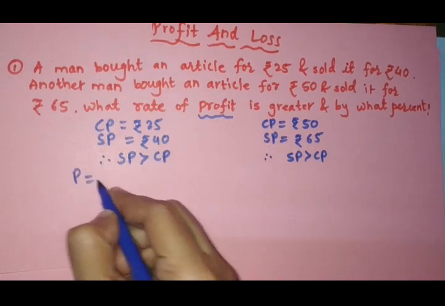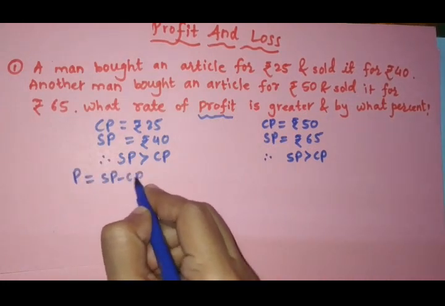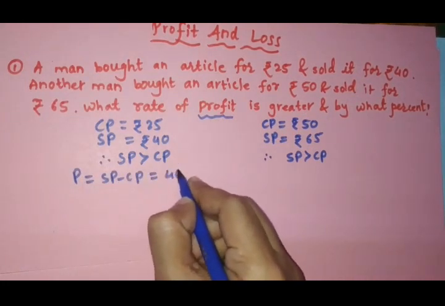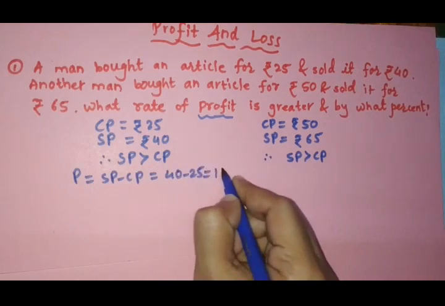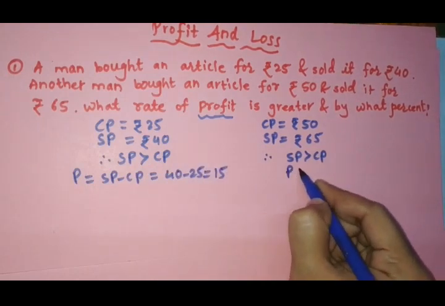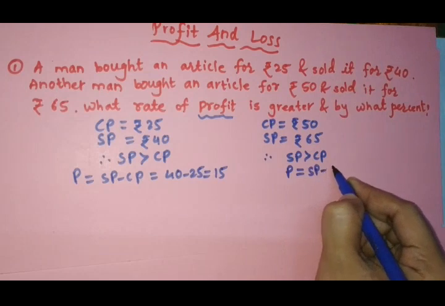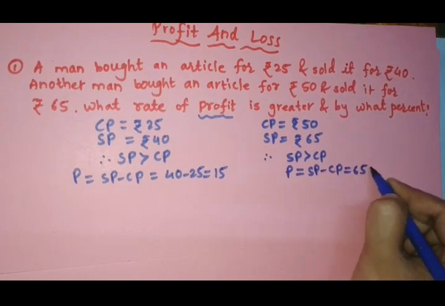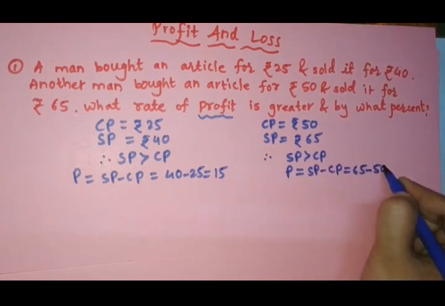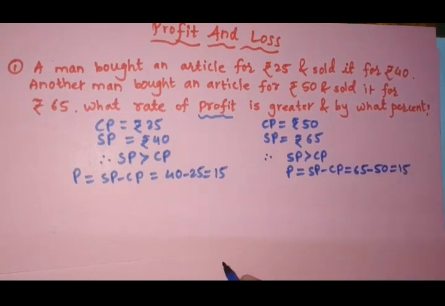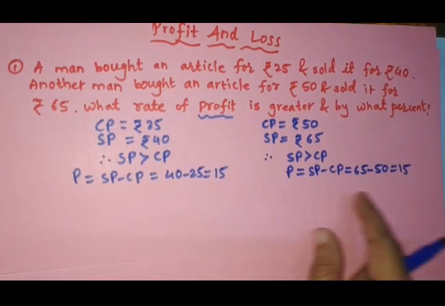So in this case profit is SP minus CP. So we'll write down 40 minus 25, which gives 15. And in this case, SP minus CP is 65 minus 50, we'll again get 15. So in both cases the profit amount is same.